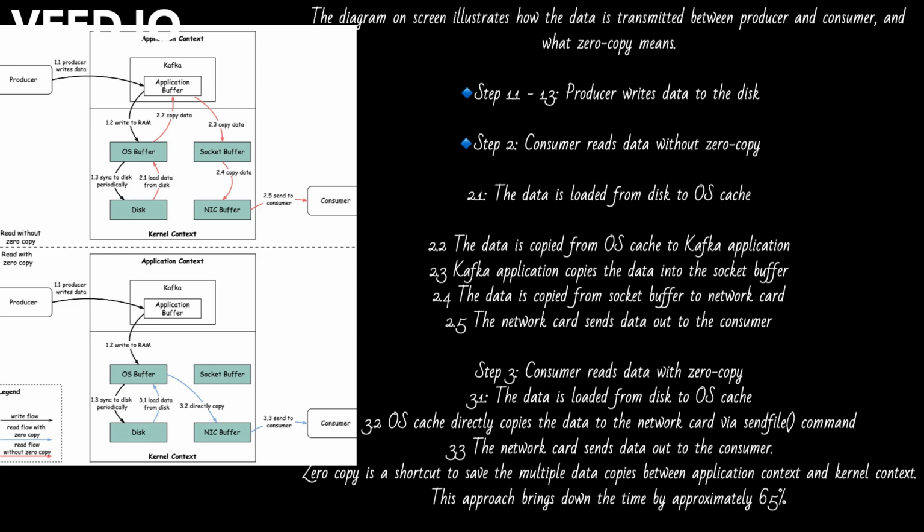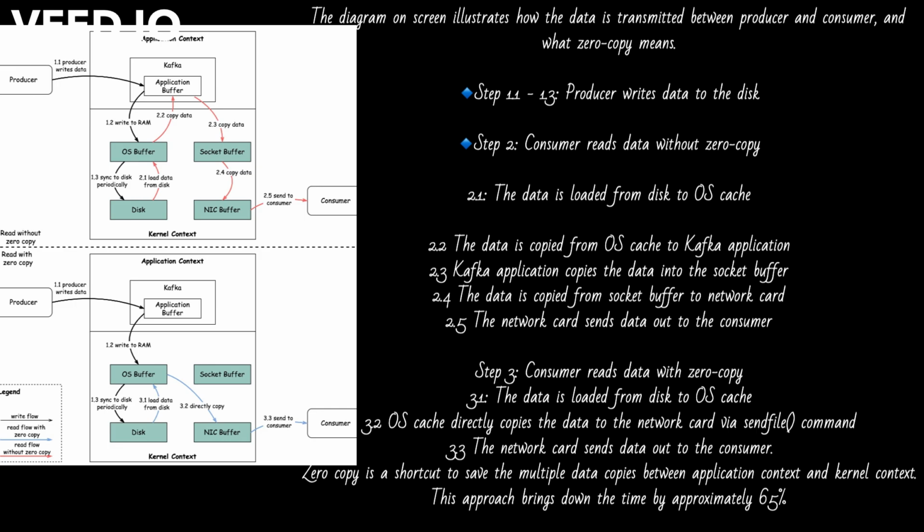Step 2, consumer reads data without zero copy. Step 2.1, the data is loaded from disk to operating system cache. 2.2, the data is copied from operating system cache to Kafka application. 2.3, Kafka application copies the data into the socket buffer. 2.4, the data is copied from socket buffer to network card. 2.5, the network card sends data out to the consumer.